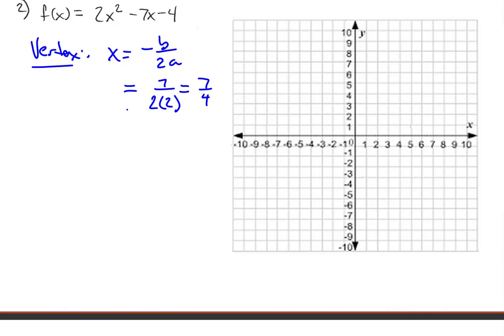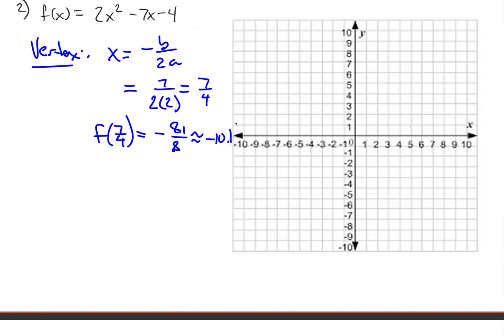Now, to find the y-coordinate, or the f of x coordinate, we'll say f of 7/4. We're plugging our x value in. And that you could do by hand or with a calculator. The exact answer would be negative 81 over 8. So that you could find by hand just plugging in 7/4 for x in the original equation. But of course, that's going to be kind of a pain to graph, so we're going to approximate that as negative 10.1 just to put on our graph more easily.